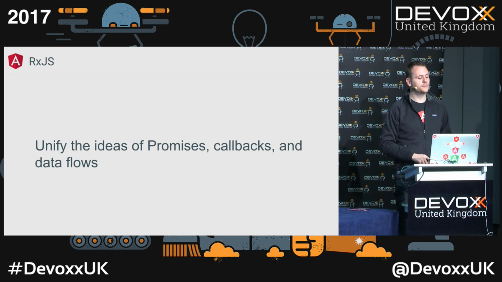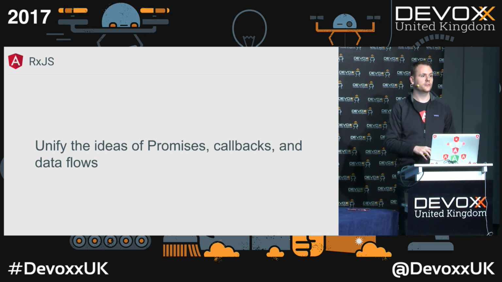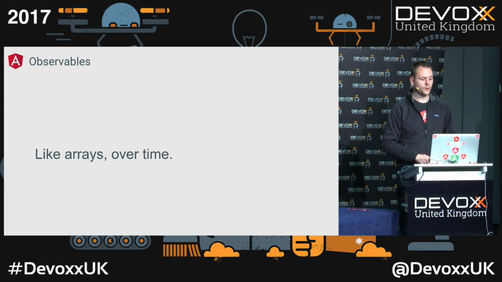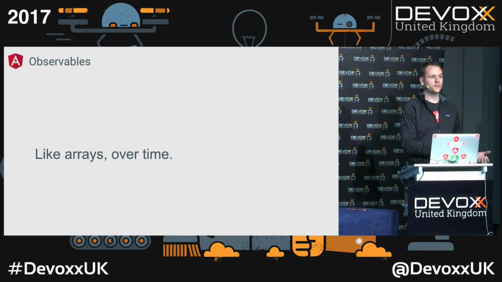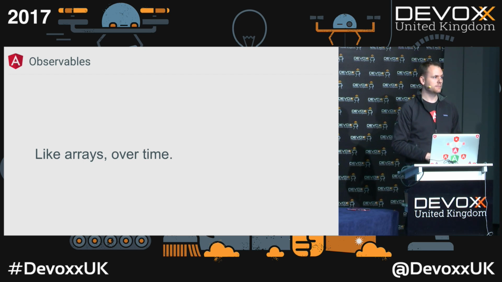So from one perspective, RxJS is all about unifying the ideas that came from promises, callbacks, and all these data flows, and making them easier to work with. The fundamental principle that you need to know about in RxJS is called an observable. It's just like an array, but if you think of an array as being in space, right, in your memory, an observable is a sequence of events over time. And that sequence of events can be anything from nulls or undefined, like it can contain no data, all the way to a complex object or a Boolean or whatever you want to put into these sequences. It works just like an array.